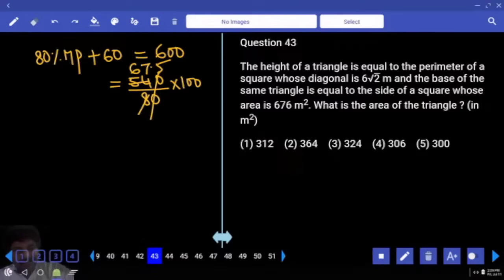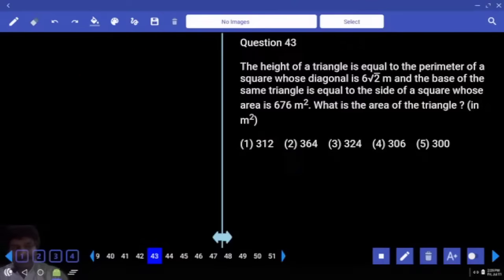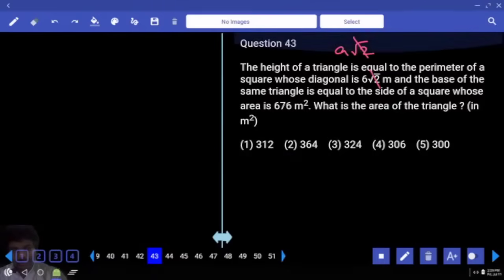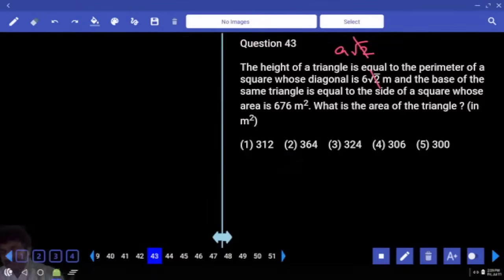The height of the triangle is equal to the perimeter of the square whose diagonal is 6 root 2. Diagonal of the square is a root 2, which is 6 root 2. Root 2 gets cancelled. Side is 6. Perimeter 4a. 6 into 4, 24. That is equal to the height of the triangle.